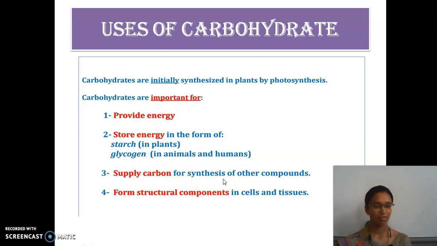Plants prepare carbohydrate in the presence of sunlight, but plants also need other nutrients like nitrogen, ammonium, calcium, etc. They synthesize these components with the help of carbohydrate. It also forms structural components in cells and tissues. It is an important part of cells. The cells combine to form tissues, and the tissues combine to form organs.